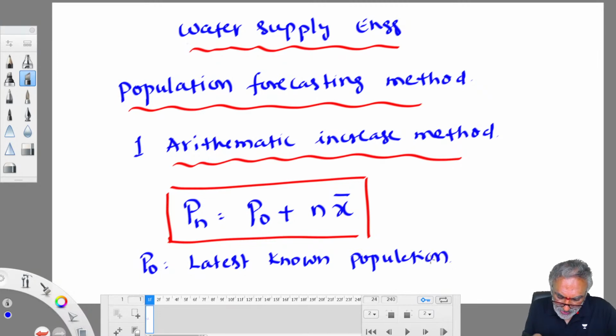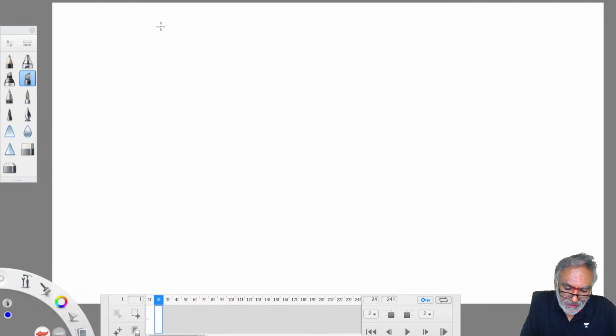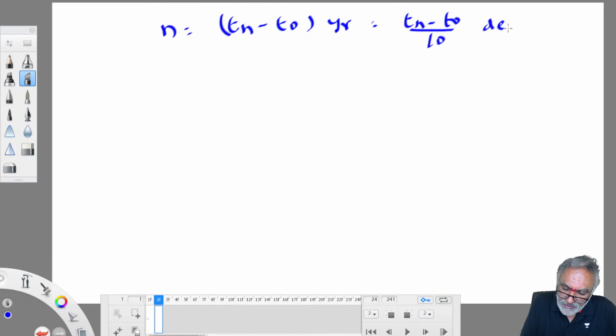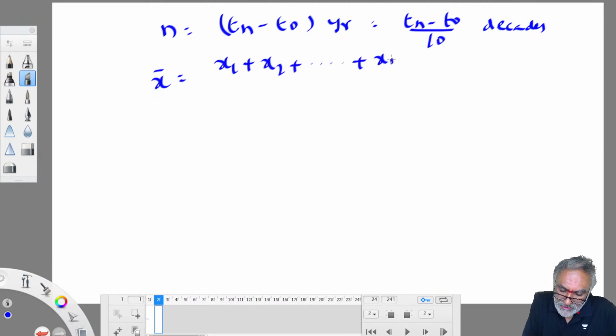N is the number of decades or number of years. This N value we calculate as Tn minus T0, which is in terms of years. If you want to work it out in terms of decades, it is (Tn minus T0) by 10. So based on the X bar unit, we decide N. X bar is nothing but the average increase in population between successive time periods. So M number of values are there.